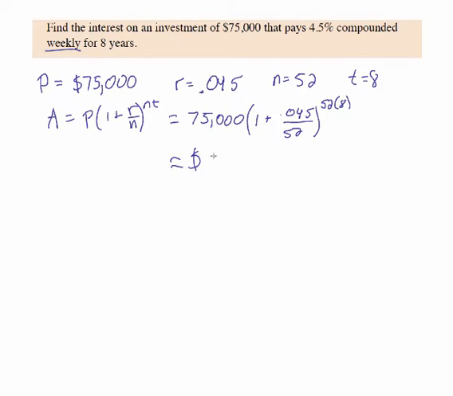of $107,482.97. That's the future value. It's not the amount of interest. To get the amount of interest, we're going to subtract the future value we just found, 107,482.97, minus our principal amount, 75,000.